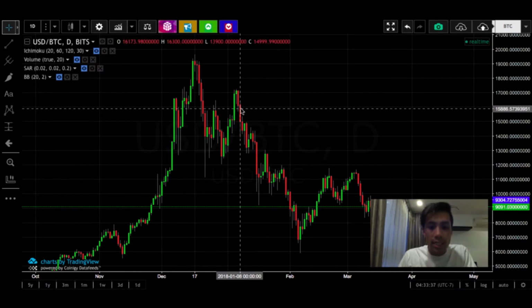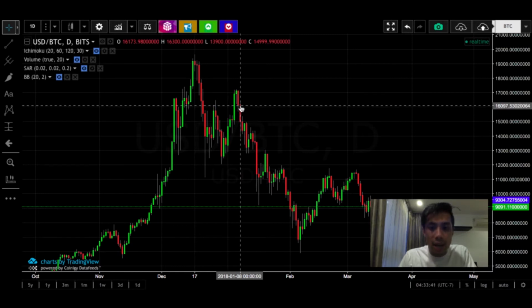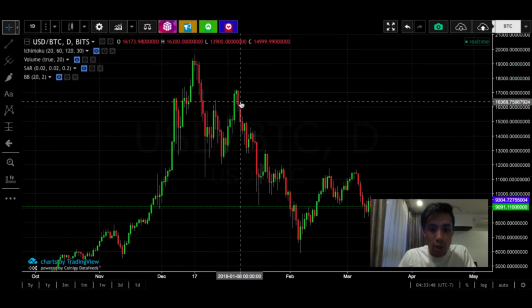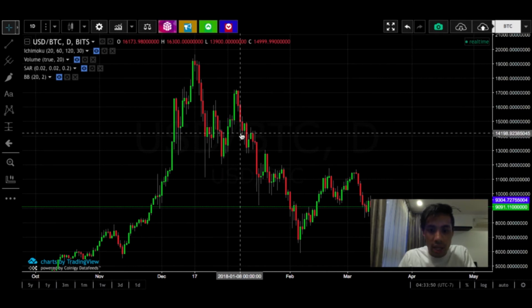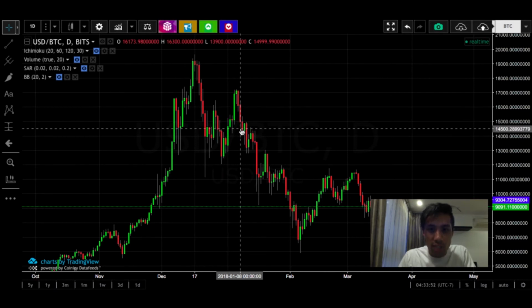$16,928. 3 days later, on January 8th, 2018, Bitcoin opened at $16,173, reached as high as $16,300, dropped all the way down to $13,900, and finally closed at just under $15,000.